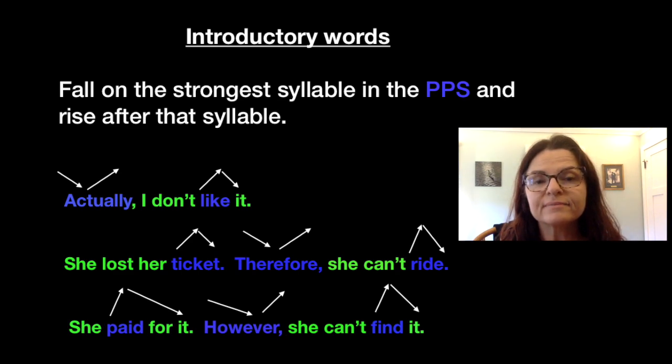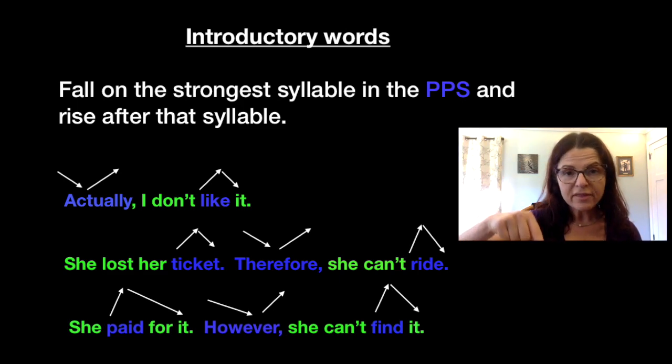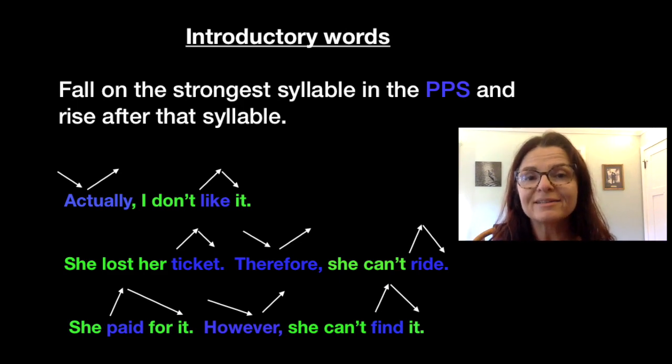She lost her ticket. Therefore, she can't ride. Notice that introductory words, such as therefore, in this case, are all by themselves. They're in their own grammatical unit, so they get their own primary phrase stress. In this case, with an introductory word, we're going to go down on the main syllable, which is there, and then we'll go up on for. Therefore, she can't ride is just a normal statement where you go up on ride and down on the same syllable. Therefore, she can't ride.